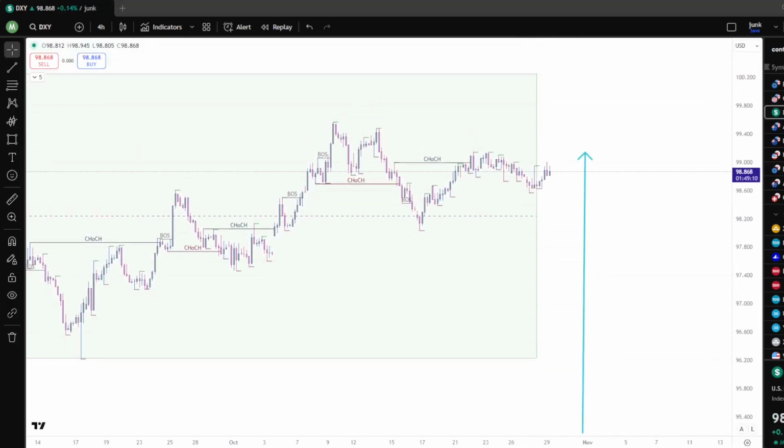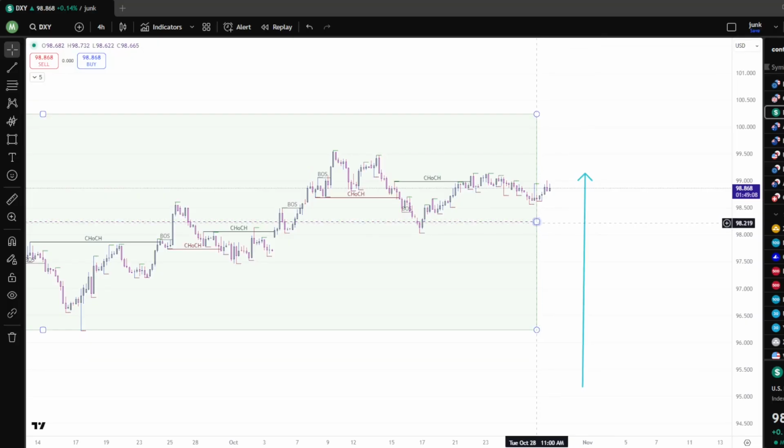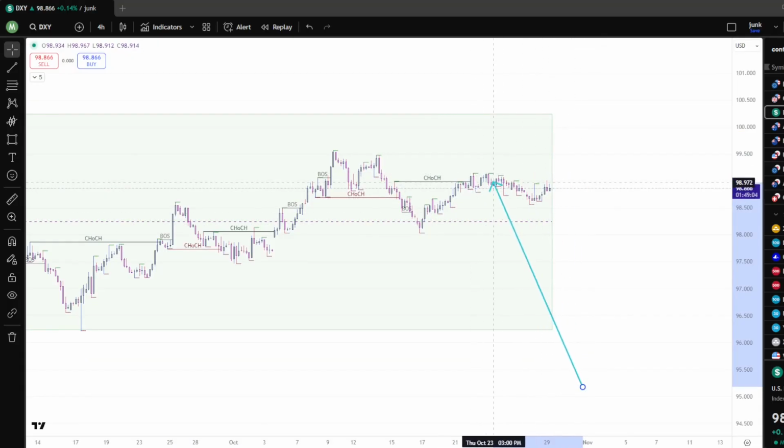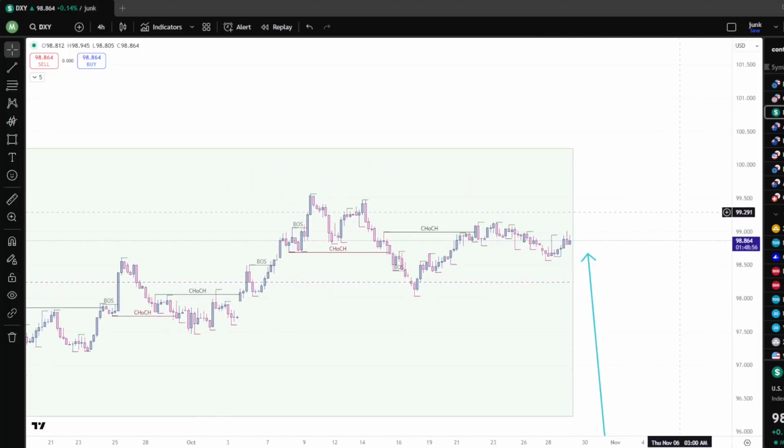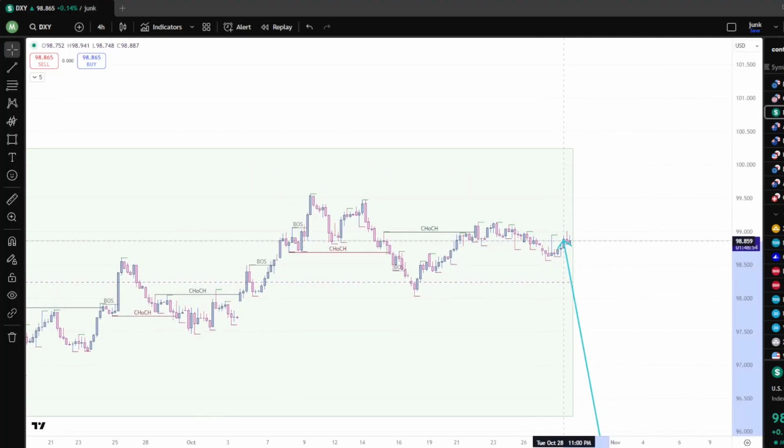When we look at DXY, you can see this still in somewhat of a range. This was the consolidation structure. Price broke under it and then came back into it overnight. Still waiting for the momentum to pick up, but this is what I was saying, that the dollar had, on a micro level, got stronger once it did take out these lows of this consolidation.